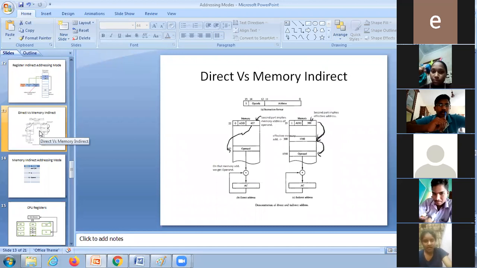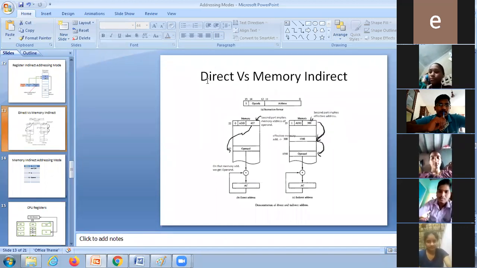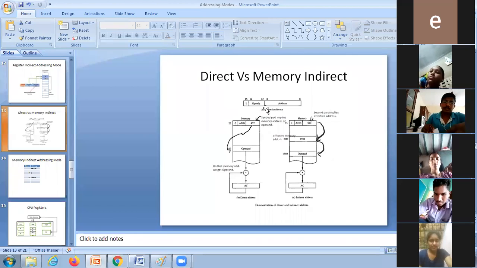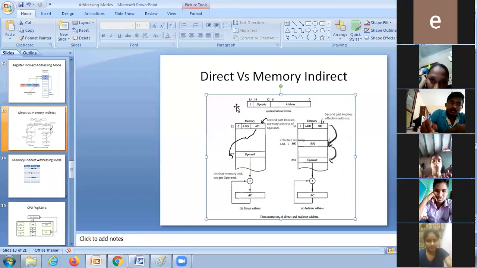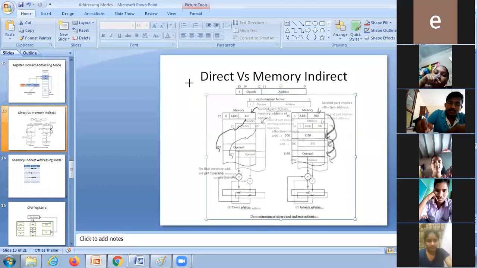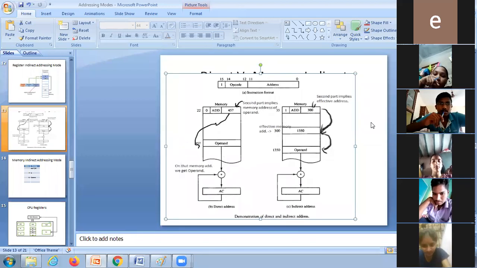Now I will explain the memory indirect addressing mode. Before explaining that, because you are comfortable with direct addressing mode, first I will compare those two, or I will connect those two, direct addressing mode and memory indirect. At a later stage, I will give the separate diagram. Here you will get more explanation when compared to this. Is it visible? Yes, sir.